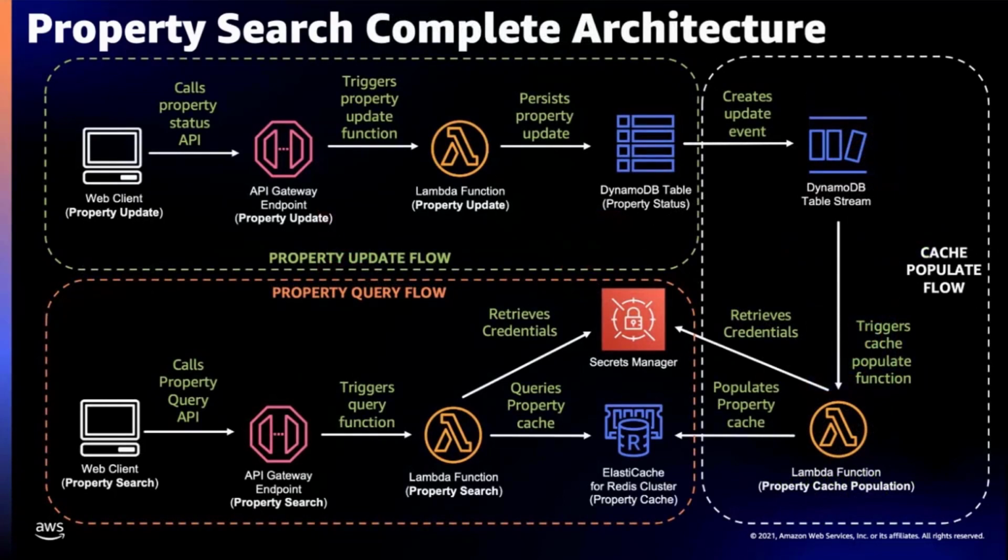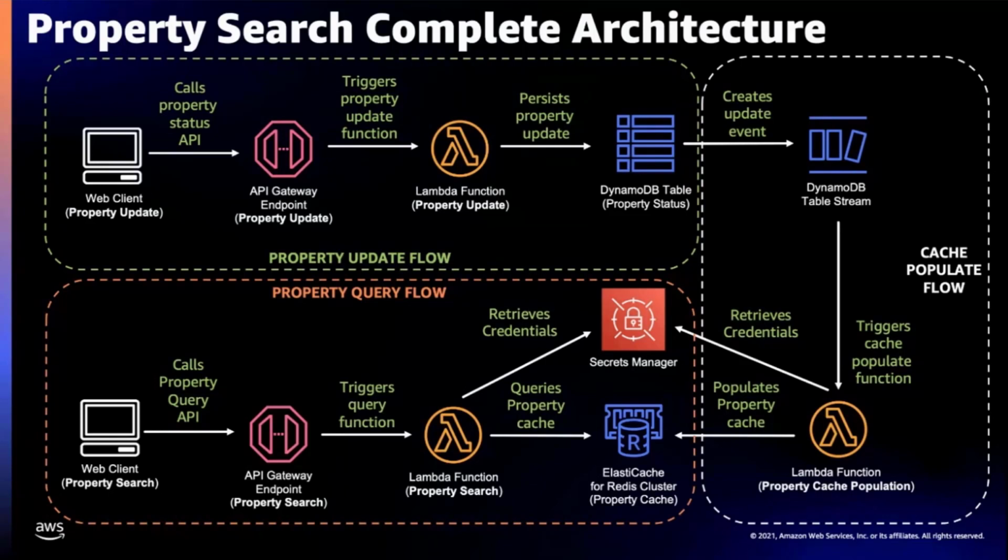So here's what our complete architecture looks like. While this is a pretty complicated diagram, we're going to take it in chunks to talk through the individual details of the system we'll go through today. Up top in the green, you're going to see the property update flow. Starting at the left under web client, we have an agent who wants to update a property and maybe change the price or maybe add a new property to the system.